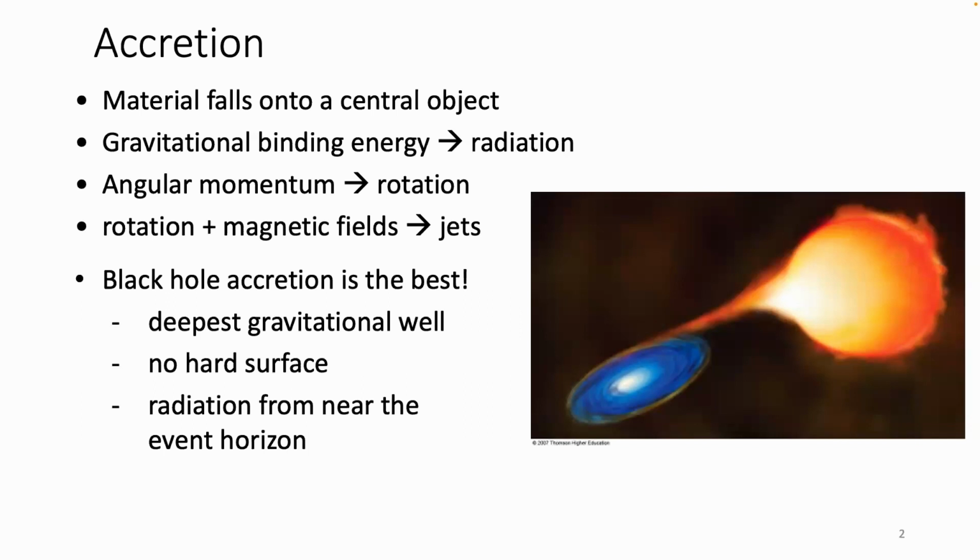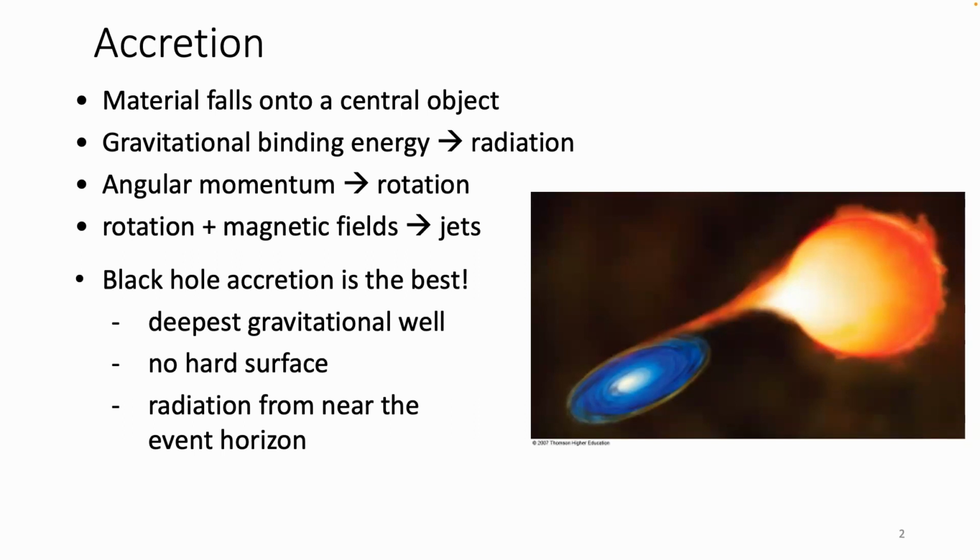Objectively speaking, today, black hole accretion is the best case of this. The central object can be anything. Black holes are the best. And the reasons for that are manifold. Black holes have the deepest gravitational wells. And this allows, for example, that black holes power the brightest persistent objects in the universe, in quasars, despite not emitting much themselves.